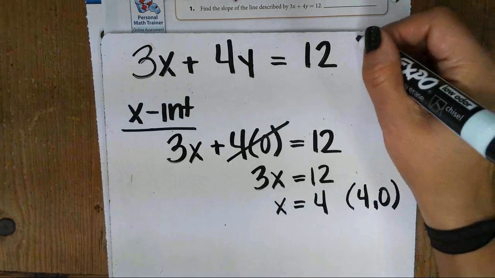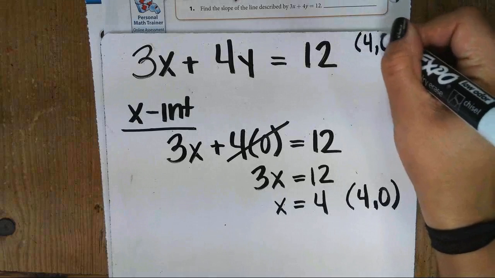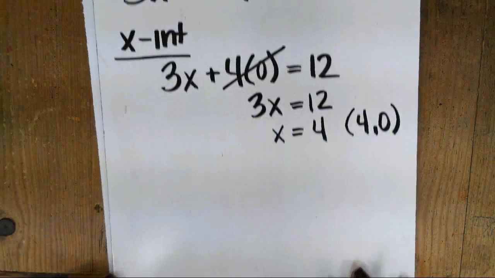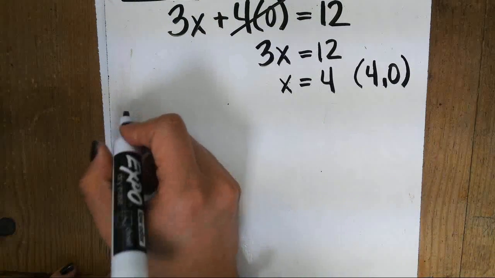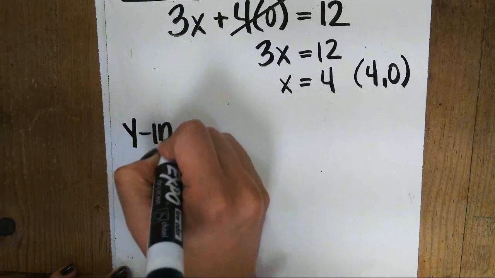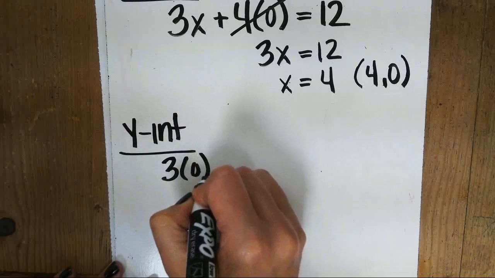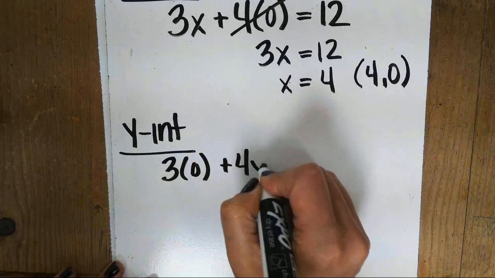I'm going to go ahead and write that up here so that when I erase later, I remember it. Okay? Now going on to my y-intercept. I'm going to make my x equal to 0. So I have 3 times 0 plus 4y.